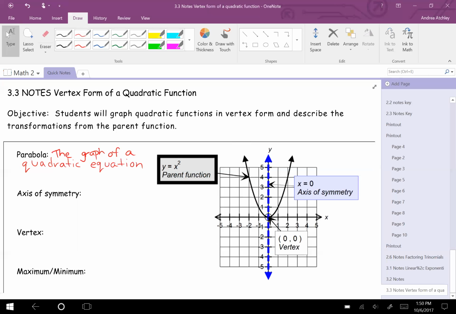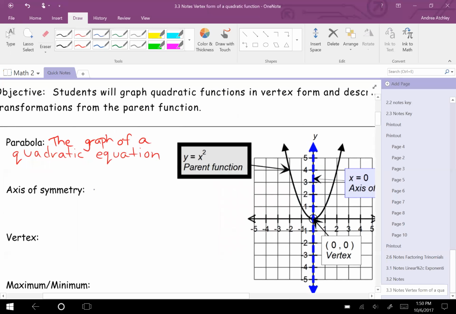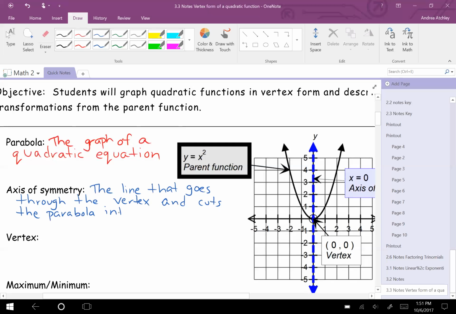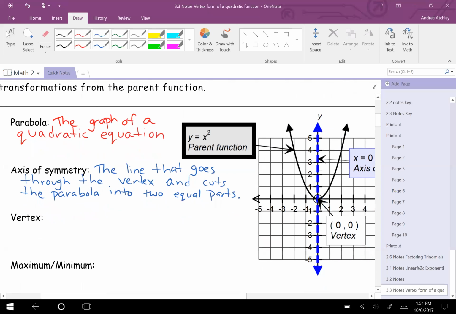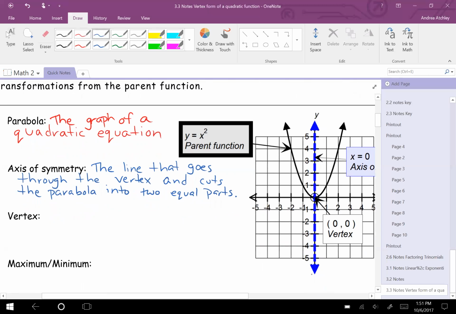Okay. The axis of symmetry is the line that goes through the vertex and cuts the parabola into two equal parts. So if you see this blue line here, if I fold my parabola on that blue line, it would be equal on both sides. They would overlap. It has symmetry, which is why it's called the axis of symmetry.